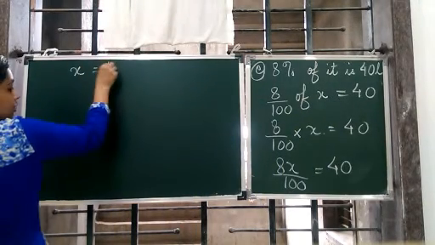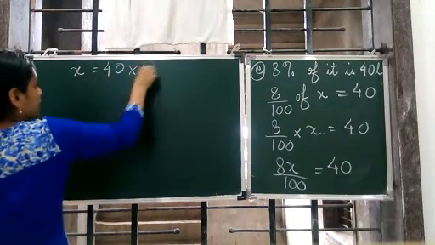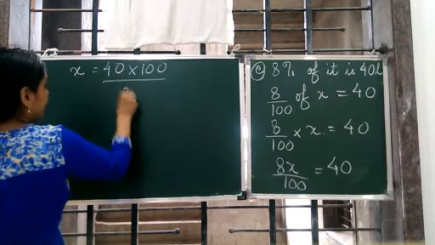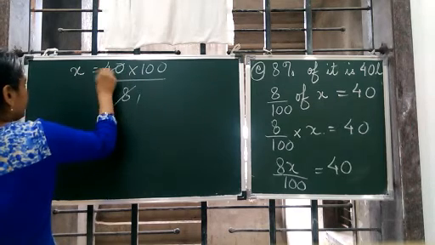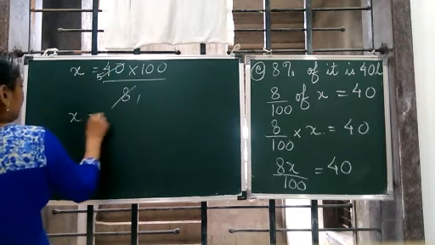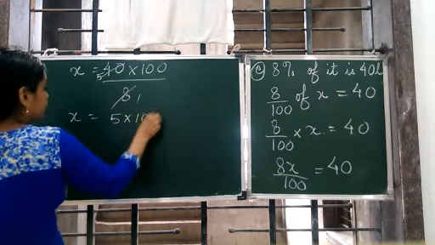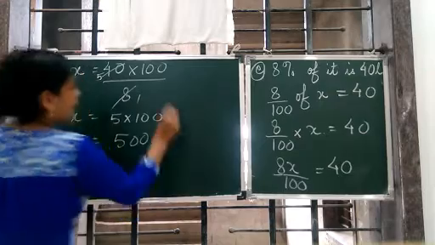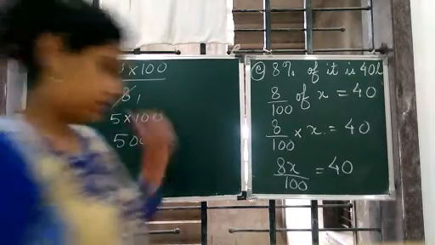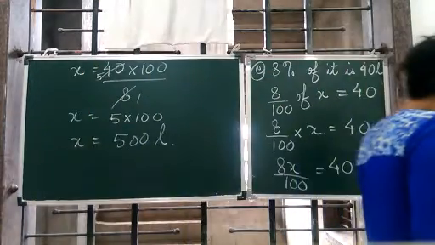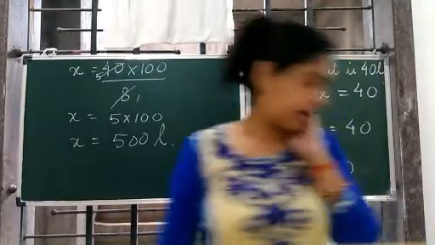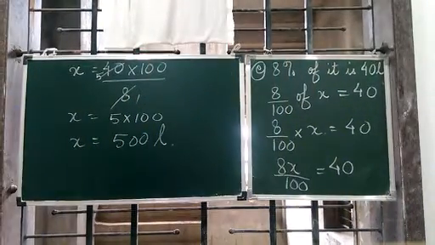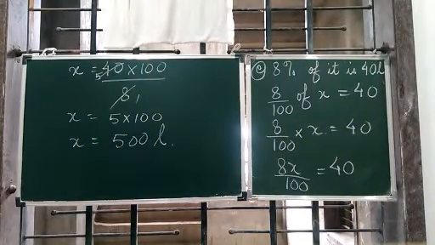So x is equal to 40 into 100 divided by 8. 8 ones are 8, 8 fives are 40. x is equal to 5 into 100. So x is equal to 500 liters. This completes question number 5. Now we will continue with question number 6.